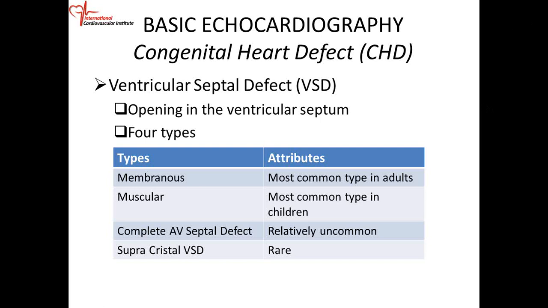Your VSD could be a part of your endocardial cushion defect. Remember, we went over how the endocardial cushion forms. So the VSD could be a part of your AV canal defect or endocardial cushion defect. Supracristal VSD is relatively rare, but if they give you anything with Oriental or Asian, supracristal VSD is more common in the Oriental population.